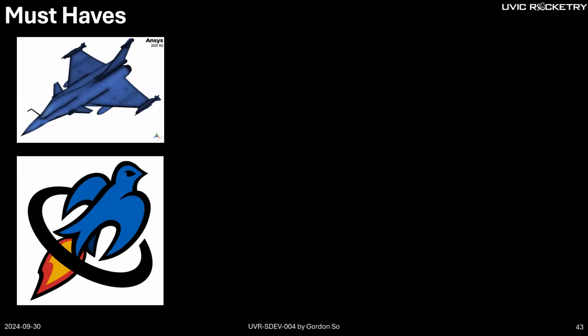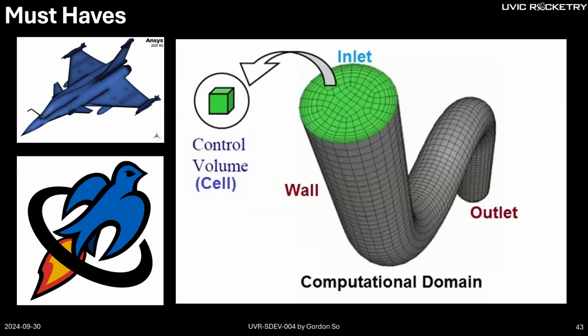For example, if you want your domain to look like a jet, 100%, that's totally okay. Even if you want your domain to look like a mullet, 100%, that's okay. But you need at least an inlet, which defines where the mass goes into your domain, a wall where the fluid is not supposed to go, and an outlet where the fluid would exit. Of course, for external flow you have other conditions, but we'll cover that. These are basically the must-haves of a fluid domain.